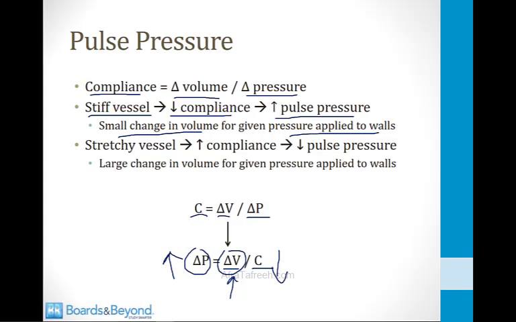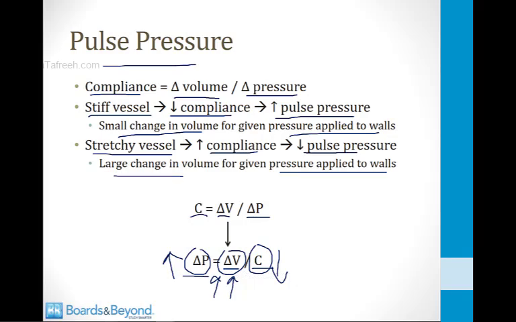So by this equation, you can see that when the compliance goes down, the delta P for a blood vessel must go up in order to move the same volume through that blood vessel, and that's why the pulse pressure increases when you have stiff vessels that have low compliance. The opposite is true for stretchy vessels. Stretchy vessels have a high compliance and they tend to have a low pulse pressure. That's because you get a large change in volume for any given pressure applied to the walls.